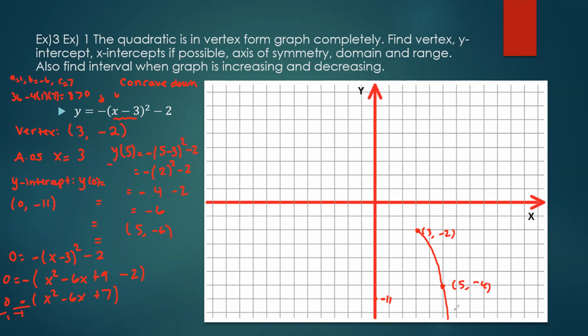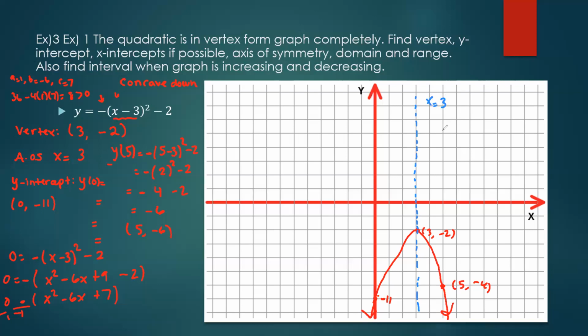Connect the dots. Okay, this is your graph. There is no x-intercept. It doesn't cross the x-axis at all. Okay, and then if you want to draw the axis of symmetry, it's x equals 3, so it would be right here. And then let's find what else?